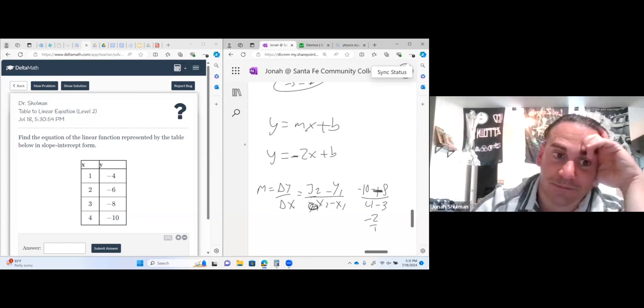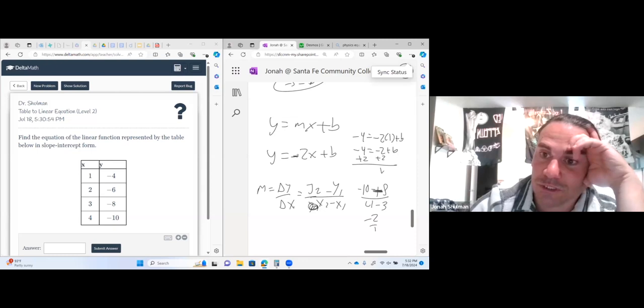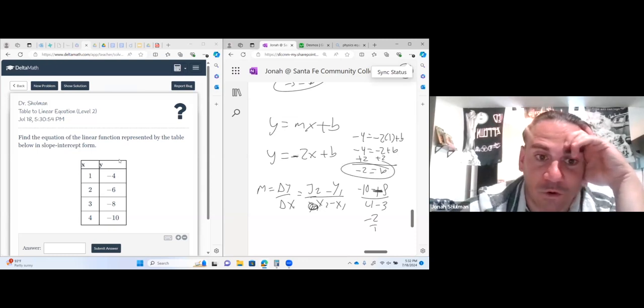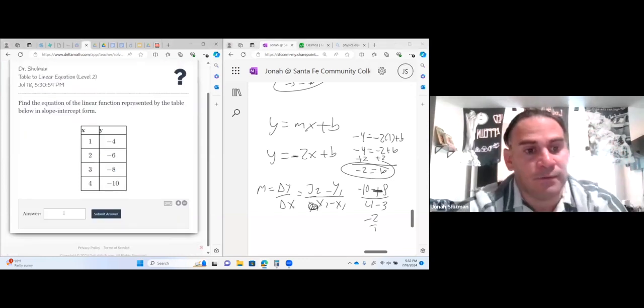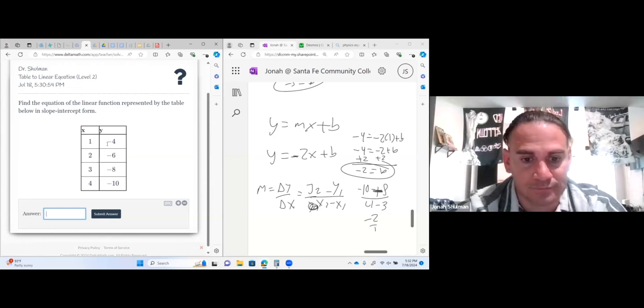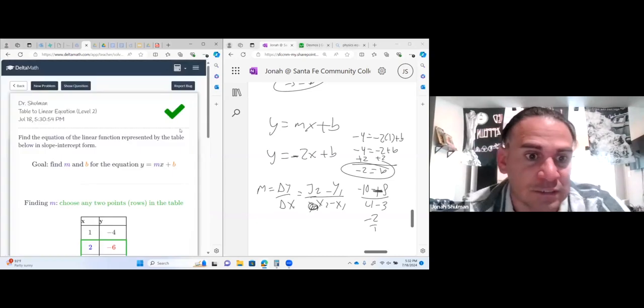So -2x plus b. And we could just take our first point. So this is going to be -4 equals -2 times 1 plus b. -4 equals -2 plus b. Add the 2 to both sides. What's your y-intercept? B is -2. And it makes sense. Look, 10, 8, 6, 4, 2, 0. That's why we know the y-intercept where it hits has to be -2. So y equals -2x minus 2.